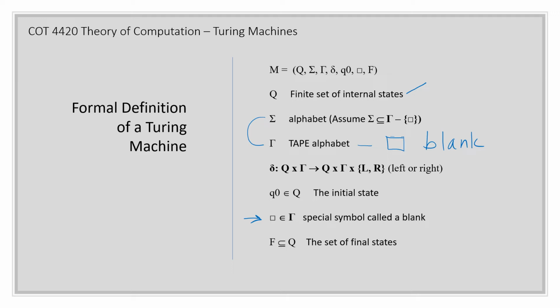The transition function: you are in a state, you process one of the symbols of the tape alphabet, you move to another state, or you stay in the same state. You either leave the symbol alone or change it, and then you either move right or left. Of course, we're going to do examples which will make this more clear. Q0 is your initial state, and then you have a set of final states.